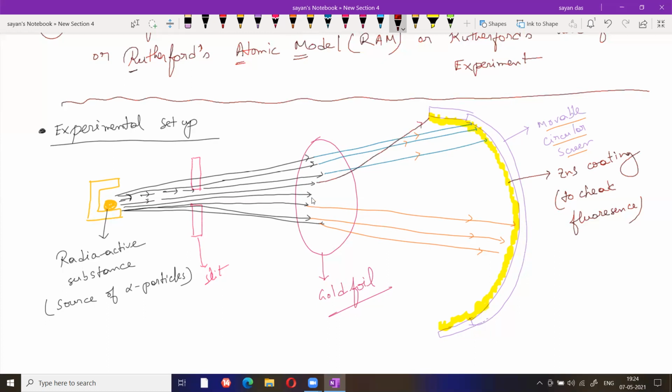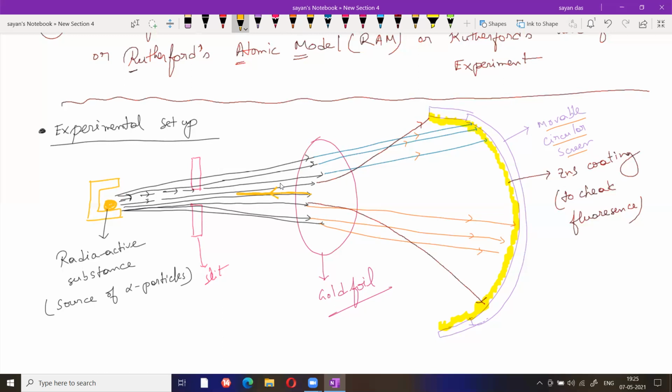This one deviated an angle. This one is also deviated an angle. Some of the rays basically deviated an angle, and very few rays, almost one ray out of 1,000, 2,000, 20,000, come back, deviated with an angle of 180 degrees, and come back.